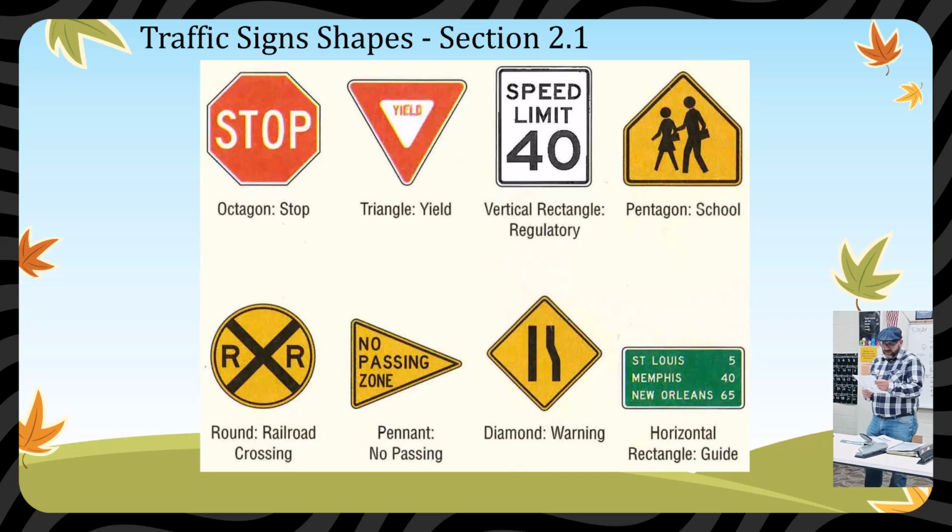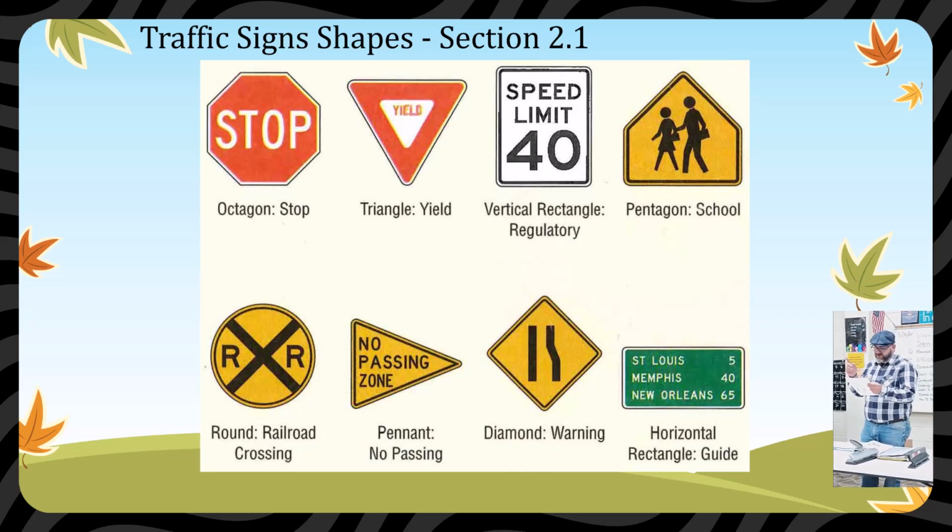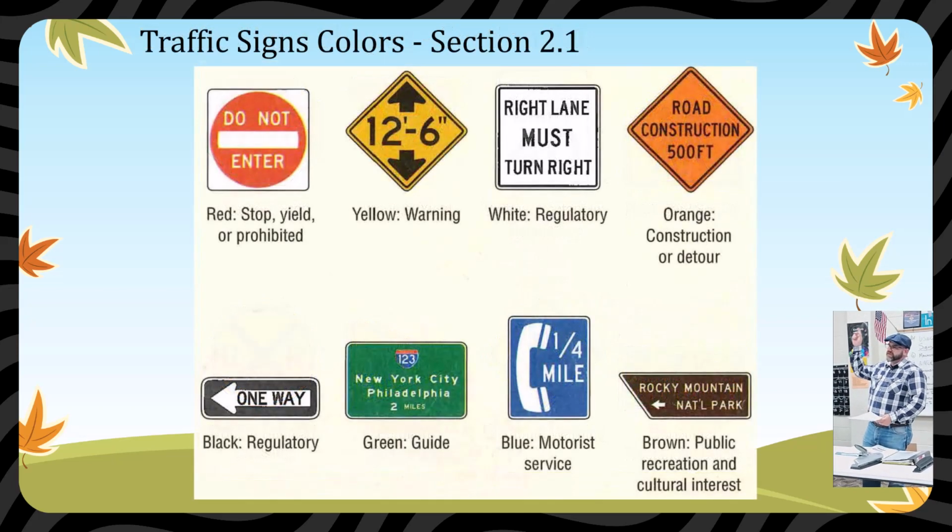Your diamond shapes are all the warning signs. They're primarily yellow and black. There are some orange and black ones. Those are the construction ones. And then you have your horizontal rectangular ones, and they are guide signs, okay? All those shapes will help you identify signs when they're coming up, what you're looking for, so make sure you understand them and know them.